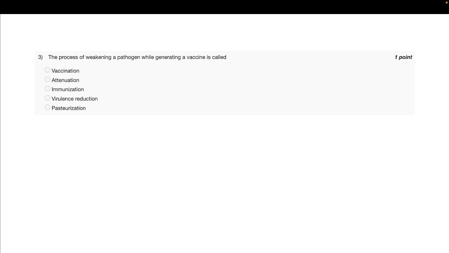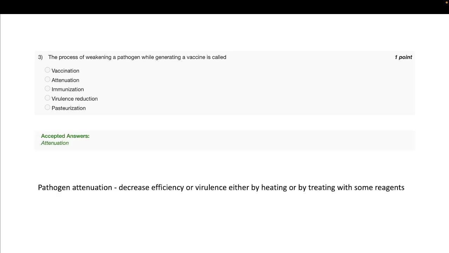Next was, the process of weakening a pathogen while generating a vaccine is called attenuation. This process is used in live attenuated vaccines, where we are trying to decrease the virulence of the pathogen and then give this pathogen as a vaccine in the patient's body. So it will not actually lead to a disease, but your immune system will remember this pathogen, and then in case of an active disease, when the actual infection happens, it can mount a stronger immune response. So attenuation is nothing but decreasing the efficiency or the virulence of the pathogen.